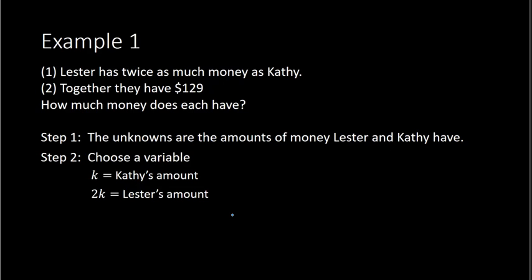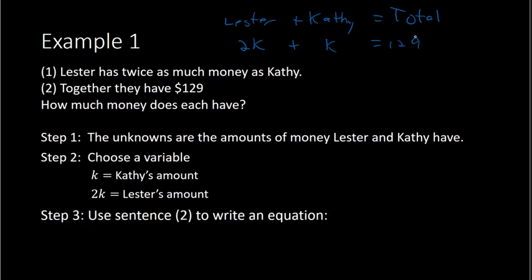Now from here, we can set up our equation. So thinking through logically here, we know that if I take Lester's money, add that with Kathy's money, that gives me the total amount of money. So I have Lester plus Kathy's money, that equals my total. Well, Kathy's was K, Lester's was 2K, and then your total was 129. So that can be my equation. You have K plus 2K equals 129.